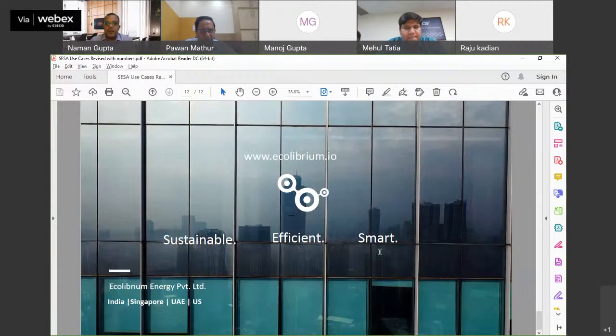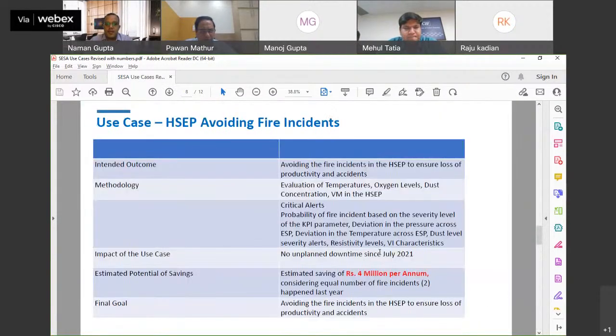HESP had some fire problems, and whenever there was a fire, they had to troubleshoot, and the plant used to shut down. After implementation of Smartsense, we gave them alerts on temperature, oxygen level, dust concentrator, etc. And through those alerts, they were able to gauge if there is any possibility of fire in next 10-15 days, and they used to maintain the system earlier, and they were able to save around 4 million per annum through this platform.